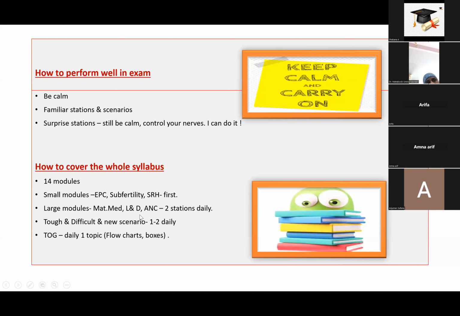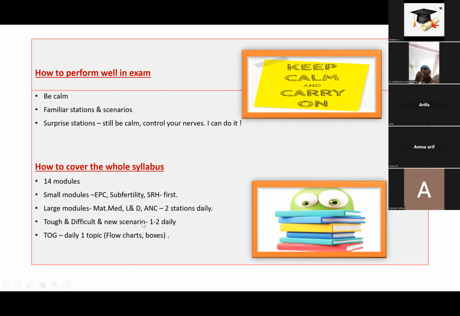What about the large modules? Maternal medicine, labor and delivery, they are huge, huge modules. You can again cover just 1 or 2 stations daily. And you are your best judge. You know which is your weak topic, which is your weak subject, and what are your weaknesses and what are your strengths. You know it better than anyone else.